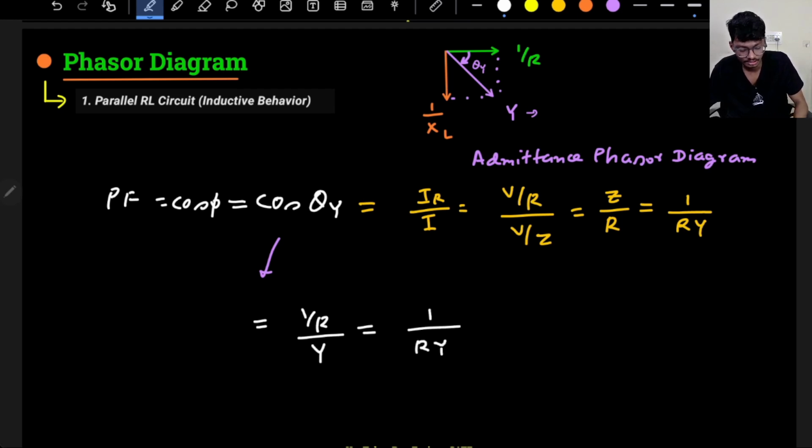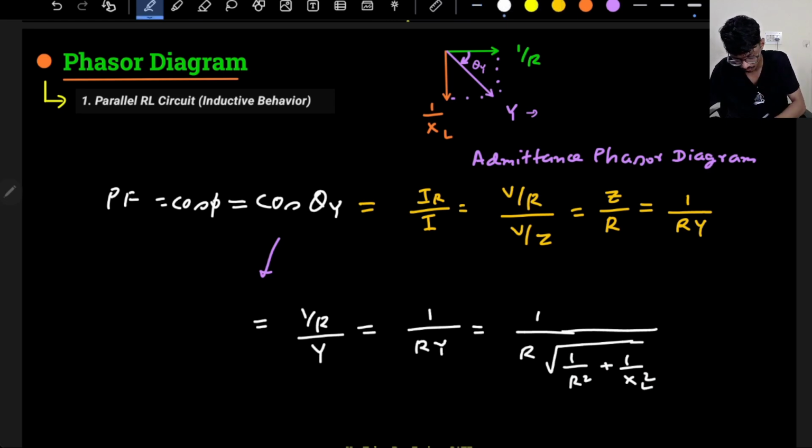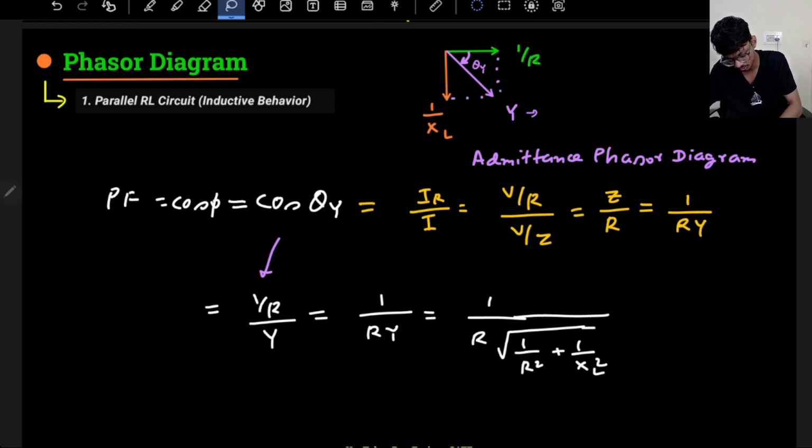And what is the magnitude of Y? It is 1 by R into under root of 1 by R square plus 1 by XL square. It is a very difficult formula, no need to remember this, just understand how I am deriving it and how I am coming to the result. That is the more important portion.